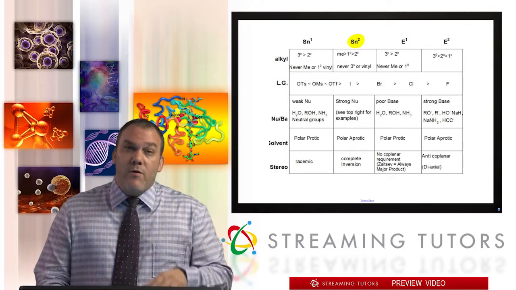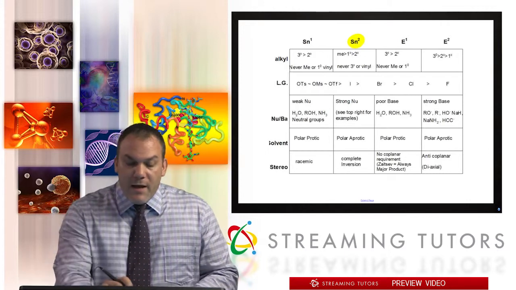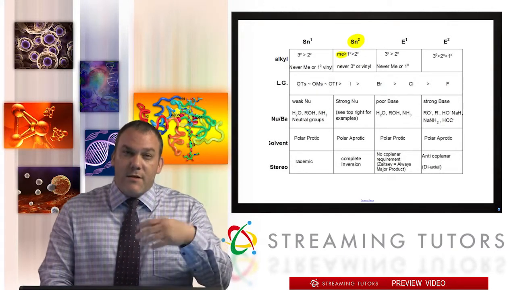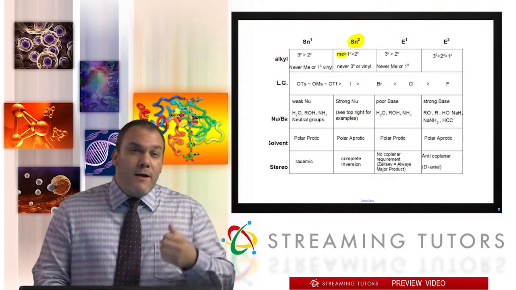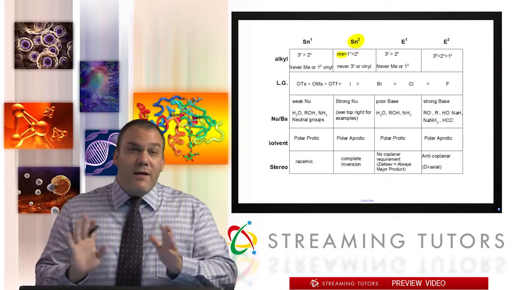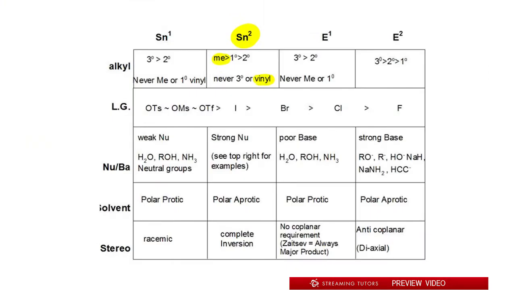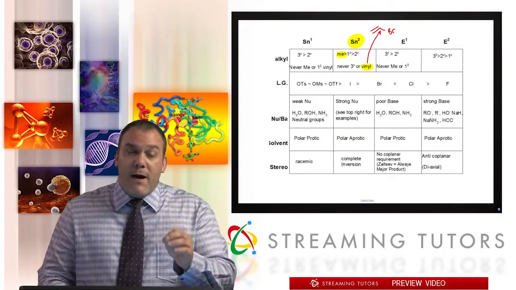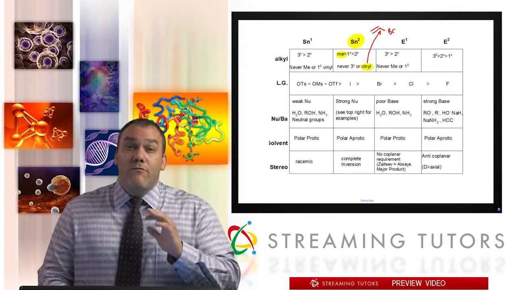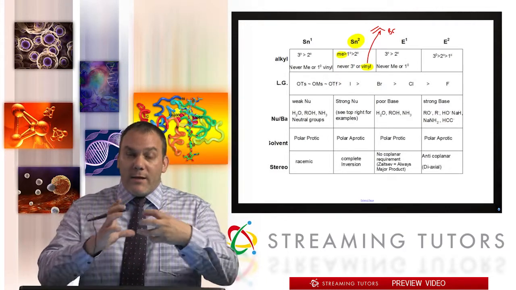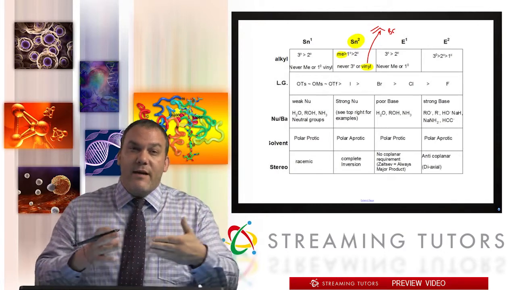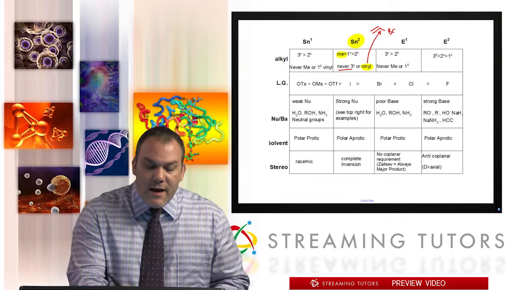So let's review it real quick. If I'm dealing with an alkyl group, methyl is best. Remember, this is the substrate. The methyl is the most reactive. Secondary is the least reactive. Tertiary never happens. Remember vinyl? Let me point out what vinyl means, because that's important. Vinyl is a double bond carbon, an sp2 carbon. So if we have a Br right there, that is the vinyl position. When you have a carbon that's double bonded, it's called a vinyl carbon, and they never react with SN2, ever, because the electron cloud is so big, the nucleophile can never get in. So never tertiary and never vinyl.